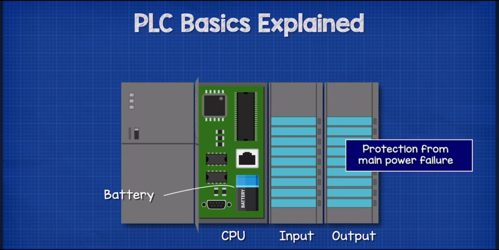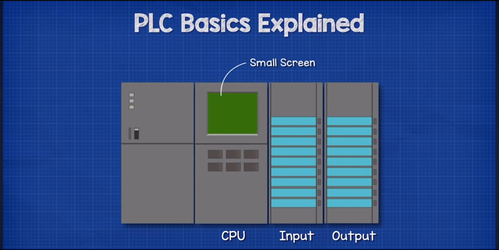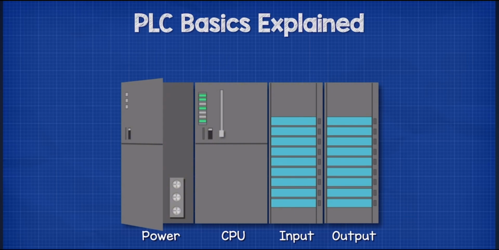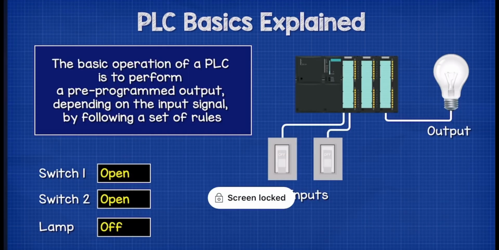There are some other parts, such as a battery to keep the PLC alive in the event of a power failure. There might be a small screen for a user interface to allow some configuration. There will need to be a time clock and calendar to operate a device at the correct time. And there will also need to be a power supply to provide the low voltage used by the CPU, as well as the input and output modules.